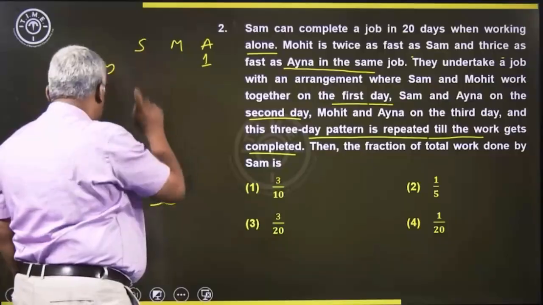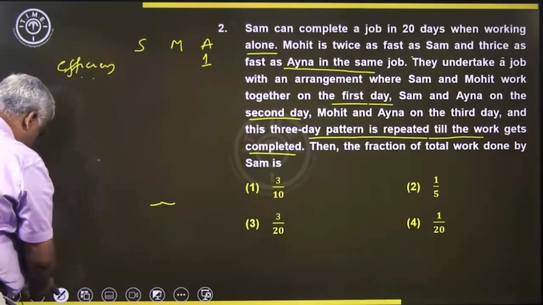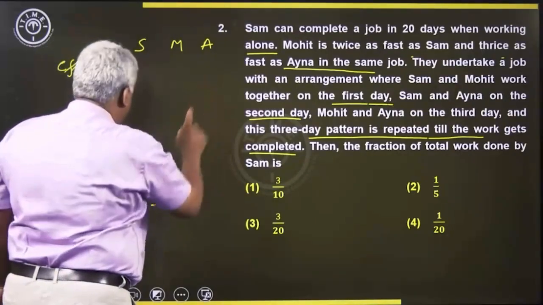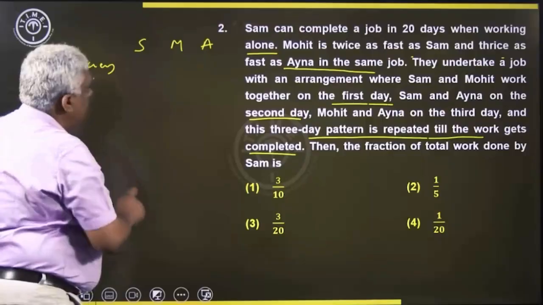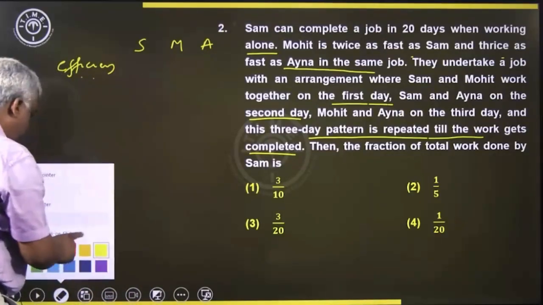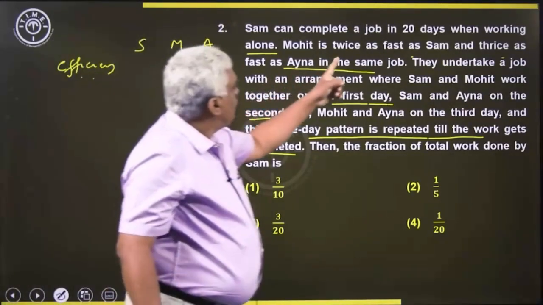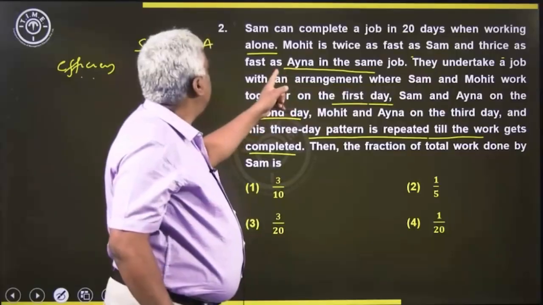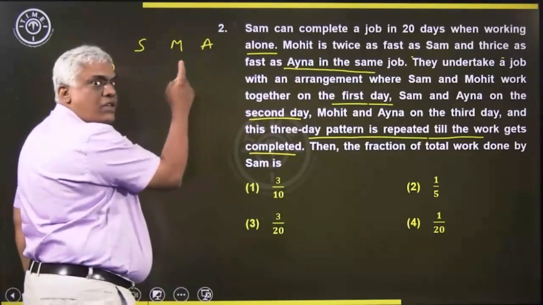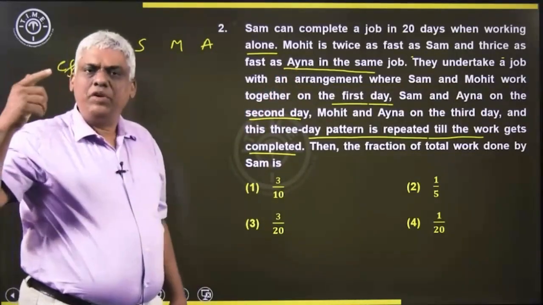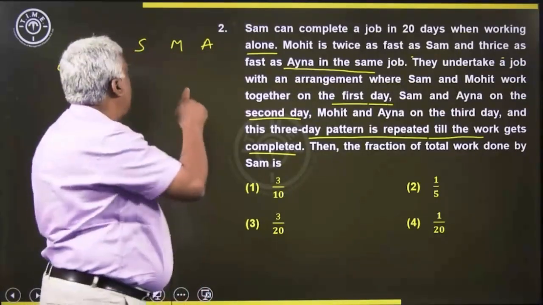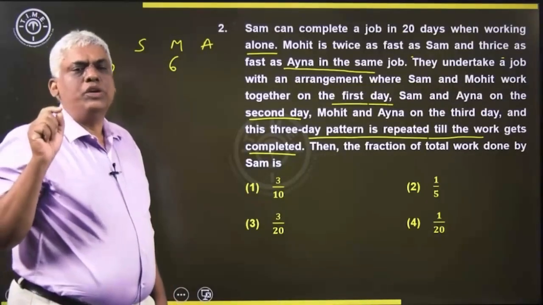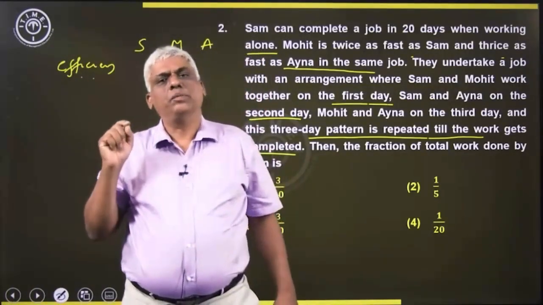Then Mohit is twice as fast as Sam. Mohit is double Sam and thrice Aina. So let's say Mohit's efficiency is 6, a multiple of 2 as well as a multiple of 3. Let's say Mohit is 6. Mohit's efficiency is 6. That means Mohit is doing 6 units of work per day.